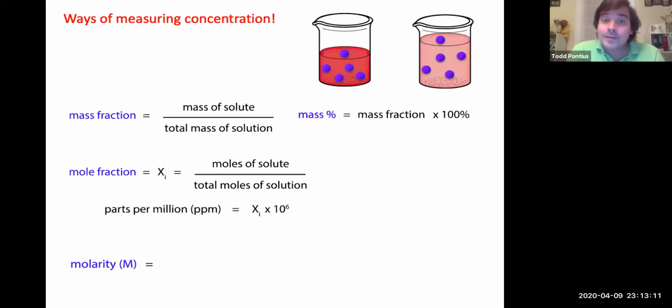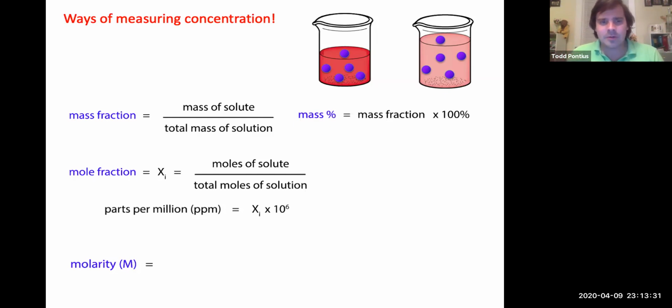Okay, we've also looked at a number of different ways of measuring concentrations throughout the course. We've looked at mass fraction, where you have the mass of a solute divided by the total mass of a solution. We have mole fraction, where you're looking at the relative number of moles of something in a solution. We have parts per million for dilute things.